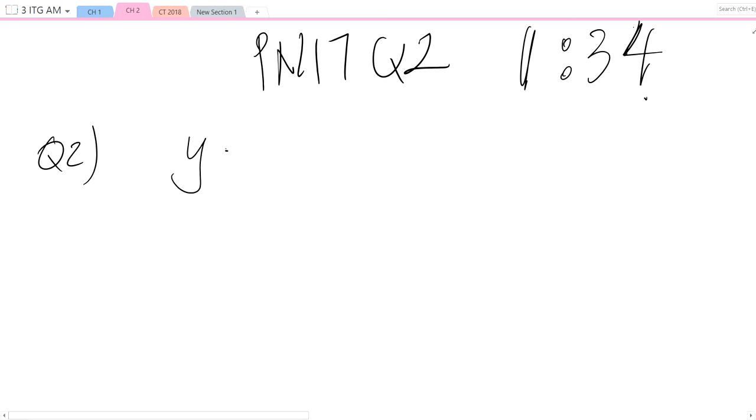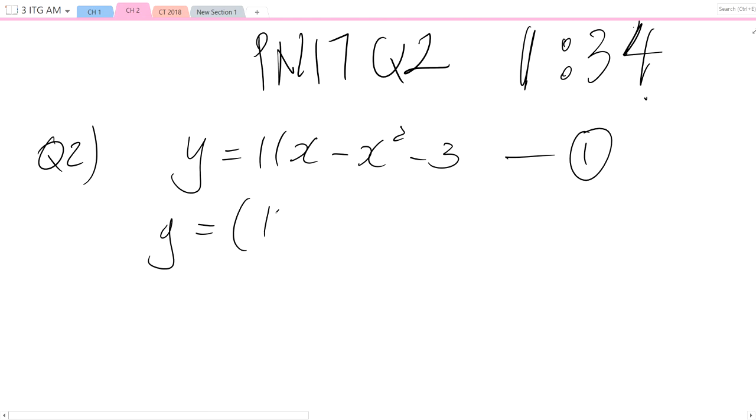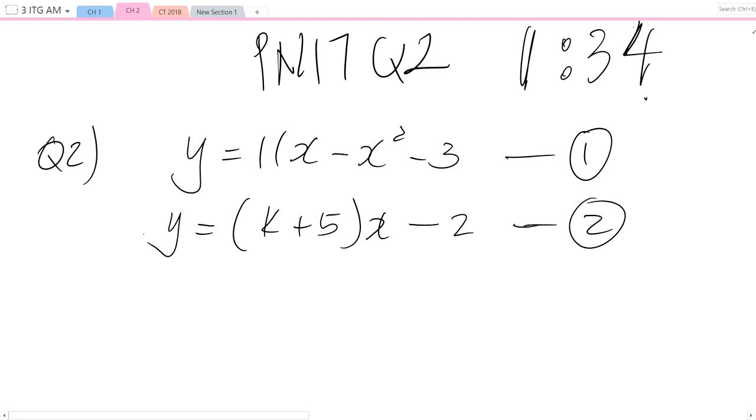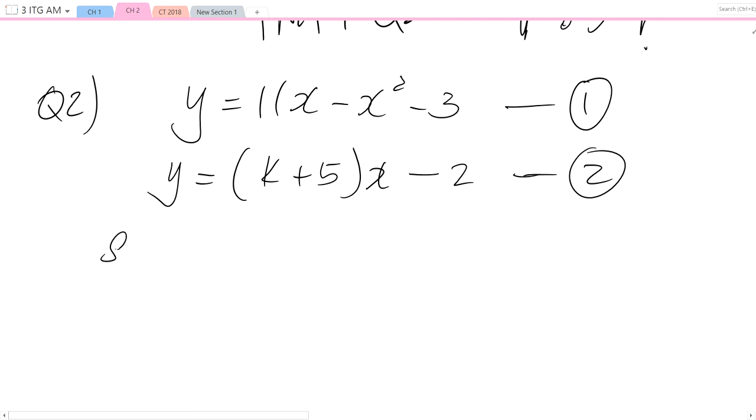y equals 11x minus x squared minus 3. That is my first equation. Equation number 2 will be y equals k plus 5 x minus 2. So we substitute 1 into 2.